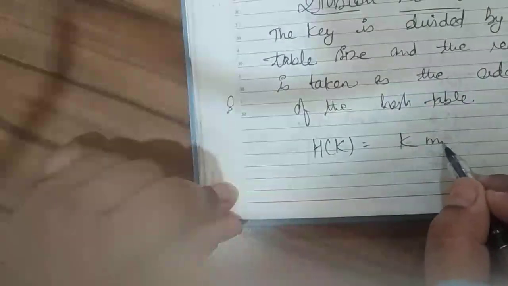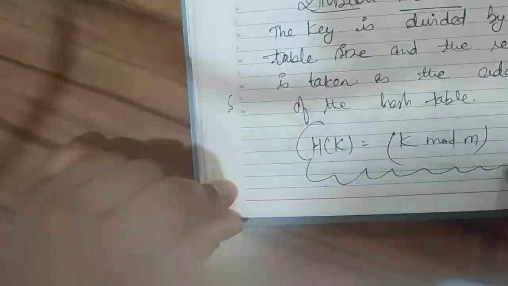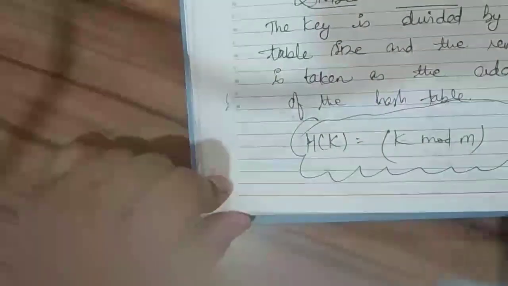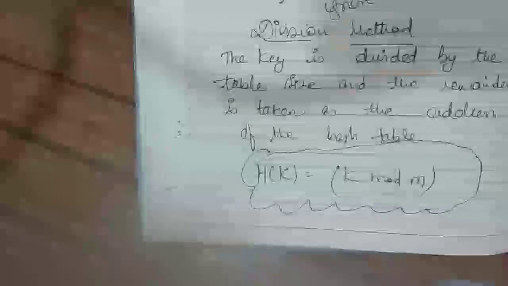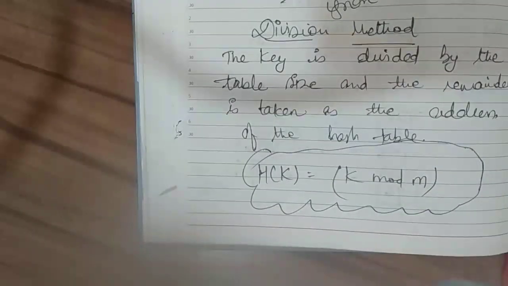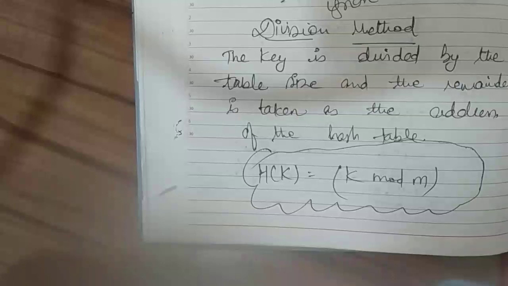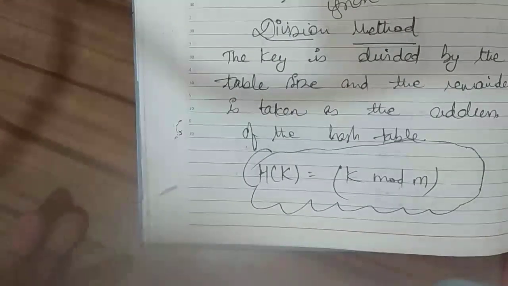So the formula for this is h(k) = k mod m. This is the formula to find the hash address through the division method. Collision is minimum in this case when the table size is a prime number. Only when the table size is a prime number do we have minimum collision.